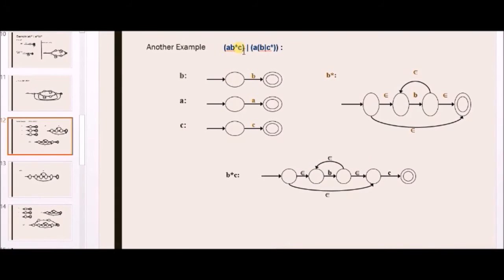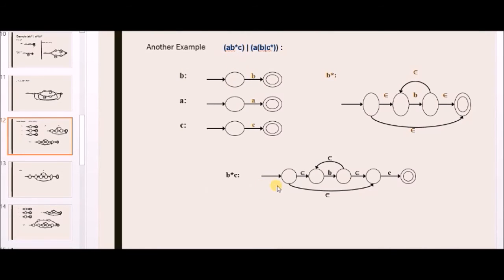Now take another example. Divide this example into two parts: a b star c, and another, a bracket b or c star. For this part we will define our move for b, a, or c, and for b star the move is here.